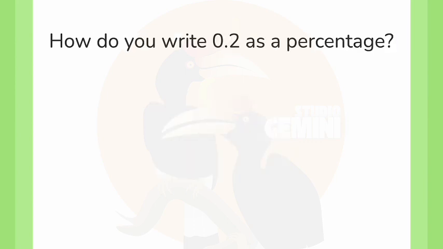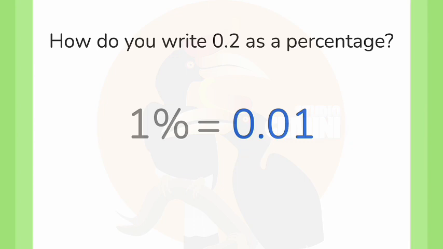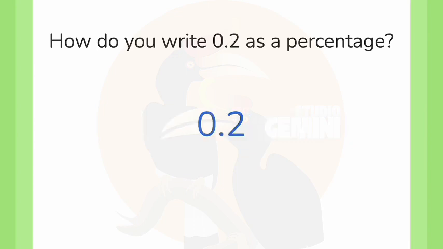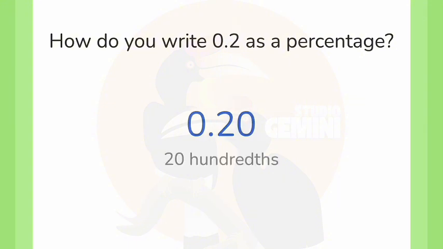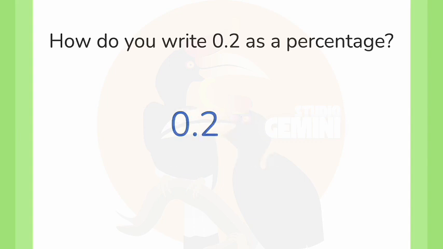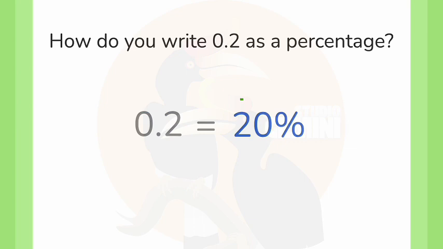How do you write 0.2 as a percentage? Since a percent is 1 part out of 100, 1% is equal to 1/100th, or 0.01. So, how many hundredths is 0.2? Well, 0.2 is 2/10ths, which is the same as 20 hundredths. That's 20 parts out of 100. So, 0.2 is the same as 20%.